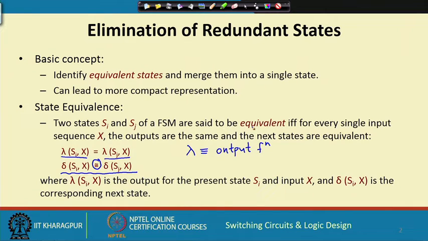Just to understand this: if there are two states and I find that for all possible inputs we apply from those two states, we go to the same equivalent state and the outputs coming are also the same, what does that mean? It means that we cannot distinguish between these two states, they are basically the same. So, we can merge S i and S j into a single state and make our FSM smaller. Okay, this is the basic idea.